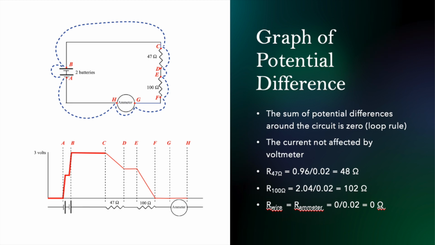Note that using the voltmeter also did not affect the reading of the ammeter, as it was applied in parallel to the circuit, which does not affect the current according to the node rule. We then use the formula resistance is equal to the potential difference divided by the current. This gave us that the resistance of the 47 ohm resistor is closer to 48 ohms, and the resistance of the 100 ohm resistor is closer to 102 ohms. The wire and the ammeter both had resistance of 0.